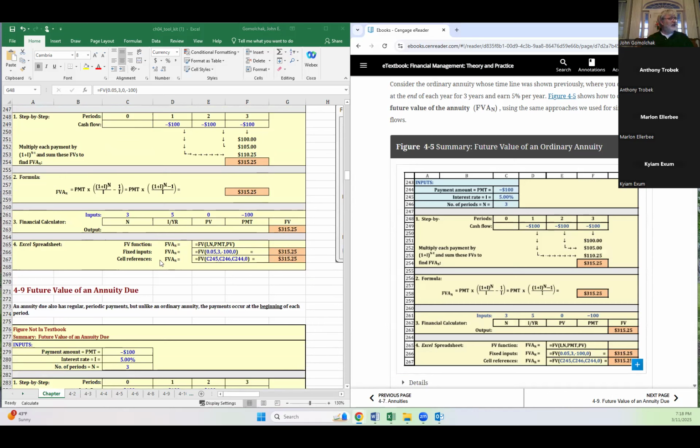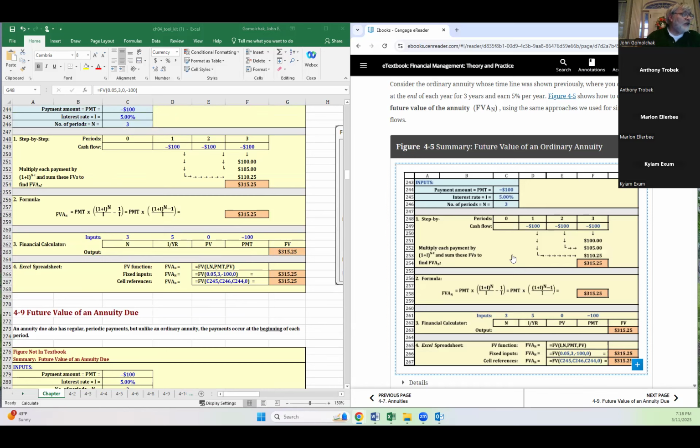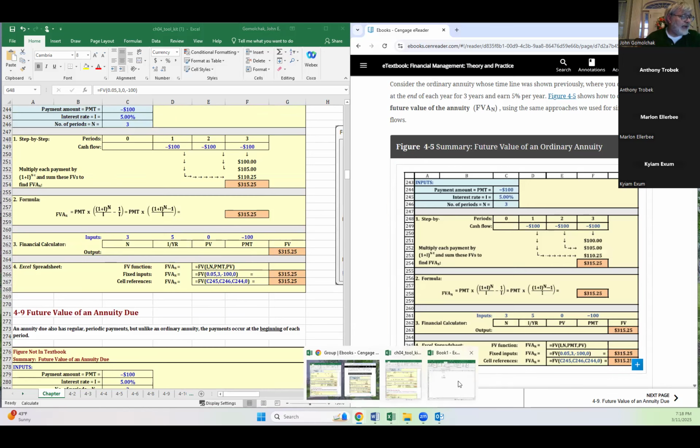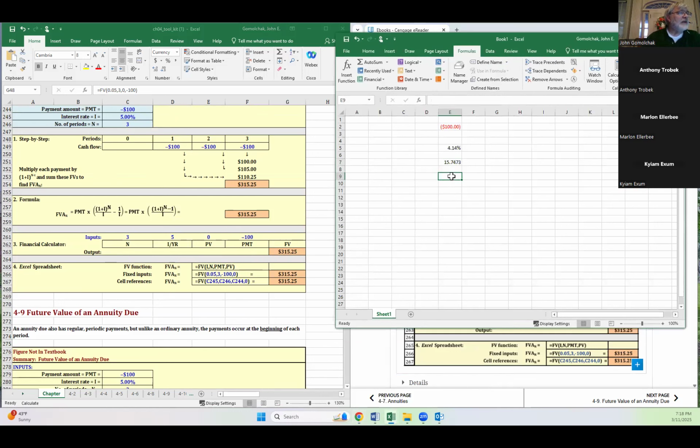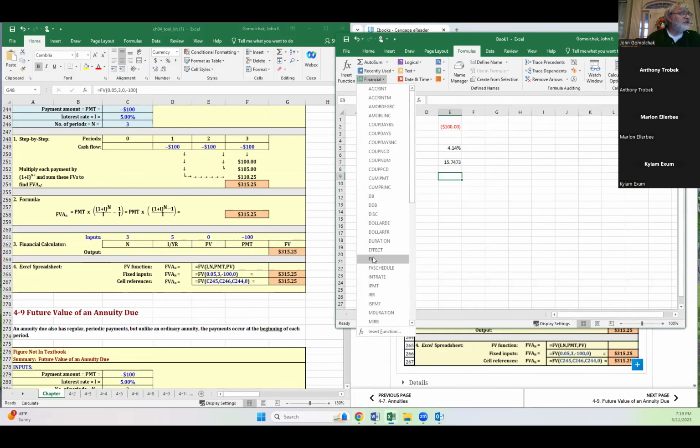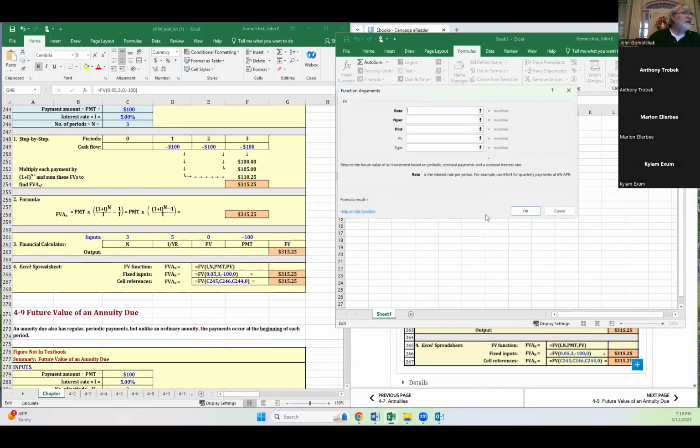All right, or we can go to Excel. So Excel is telling us that we can use the future value function. So now we have an annuity. Let's see if we can recreate the answer here. It's telling us we need to use future value. So this is going to be a future value of an annuity. What's our rate? 5%.